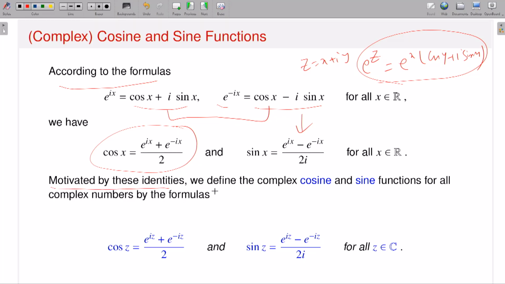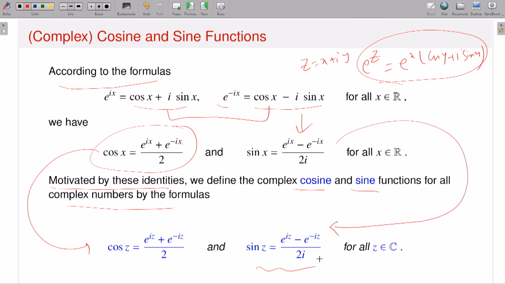So motivated by the above identities, we define cosine and sine functions for all complex numbers. That means I am just replacing x by a variable z. So the corresponding definition is that cosine z is nothing but e to the power iz plus e to the power minus iz, divided by 2. Similarly, replacing x by z, I will have the definition of the sine function. So these are the corresponding trigonometric functions. Now the sine function and cosine function are maps from C to C. So sine is a map from C to C, z goes to sine of z, and similarly you will have the cosine function.